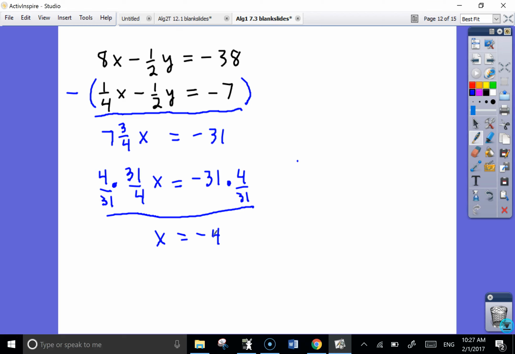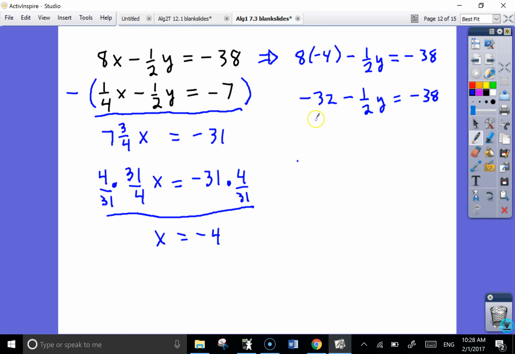Now we've got to go back up to one of the original problems. I think I'll pick the first one because it only has one fraction. So let me come over here. 8 times negative 4 minus 1/2 y equals negative 38. That'll give me negative 32 minus 1/2 y equals negative 38.